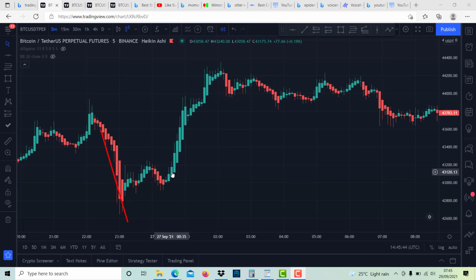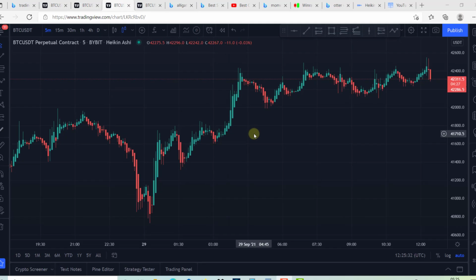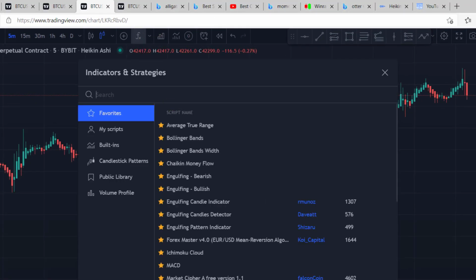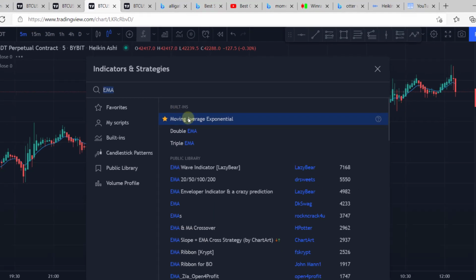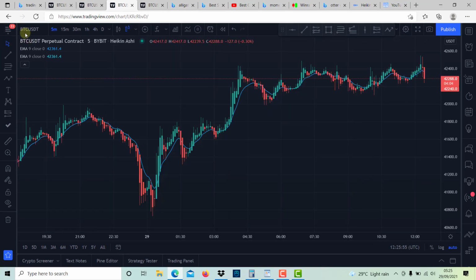So now that you understand the basics of using Heikin Ashi charts, let's head over to the main strategy. The next step is adding indicators to the chart. So click the indicator button in TradingView and search for EMA, then click the moving average exponential indicator twice, 1, 2, and then go to the settings.